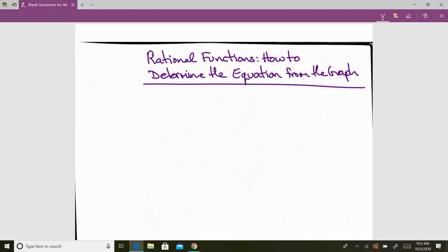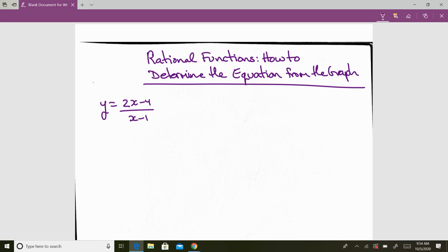Equation from the graph. I will ask you one of these questions on a test. So let's start with the function here. If I have 2x, not x squared, that's just x, sorry. 2x minus 4 over x minus 1.